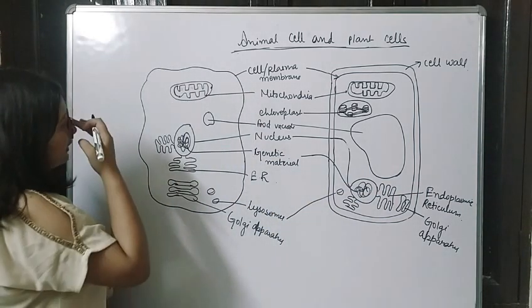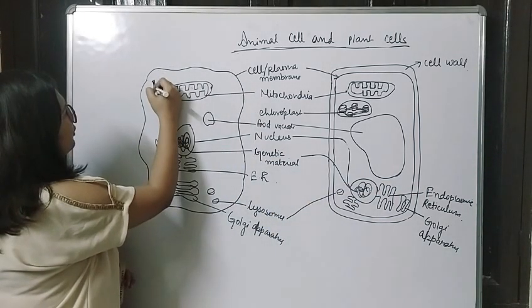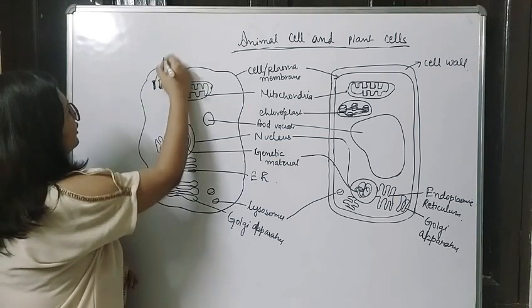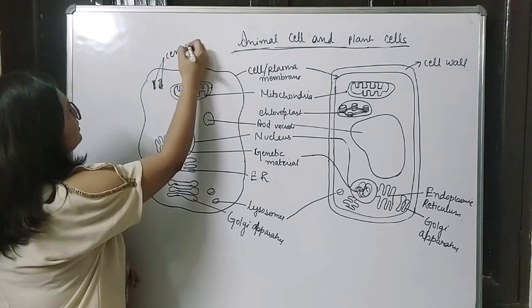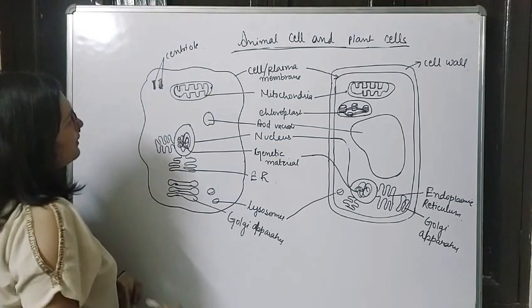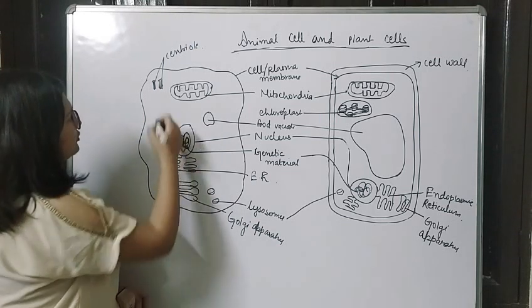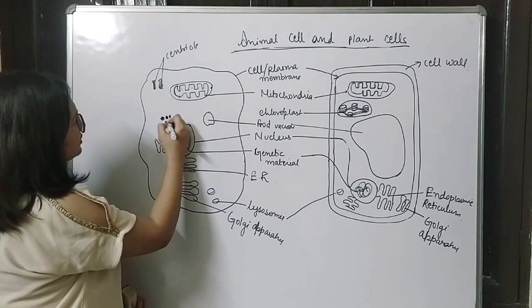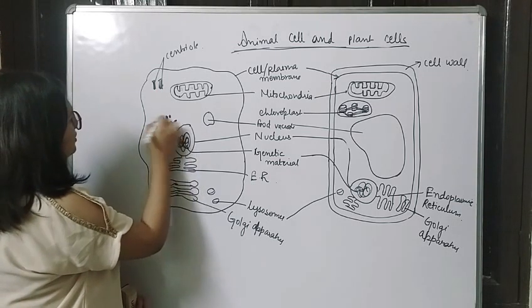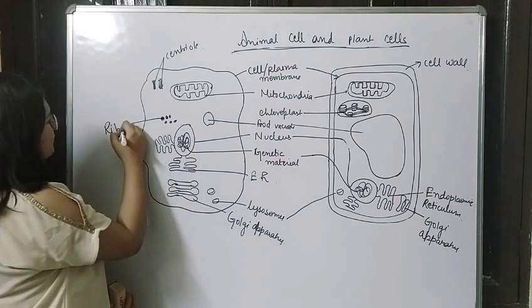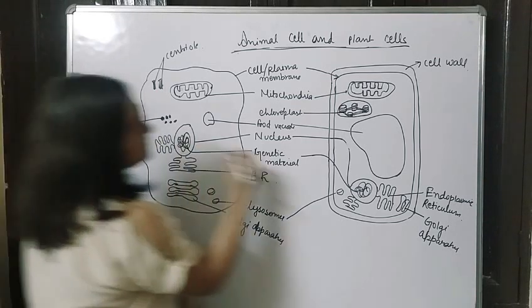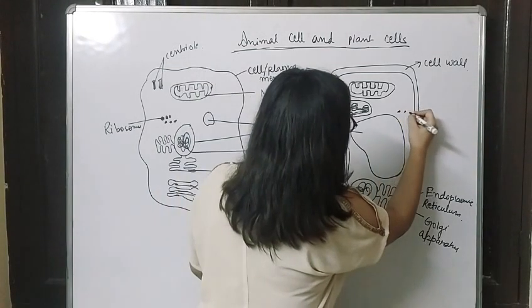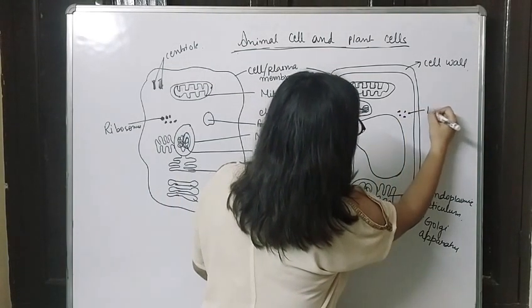Fine. Now here are two more important bodies that are present, which are known as centrioles. These are responsible for cell division. Fine, what is left now? Ribosomes are left. So for making ribosomes, you can make dot dot structures. These are your ribosomes. Ribosomes are present in both plant cells and animal cells. Now here I am going to make ribosomes.